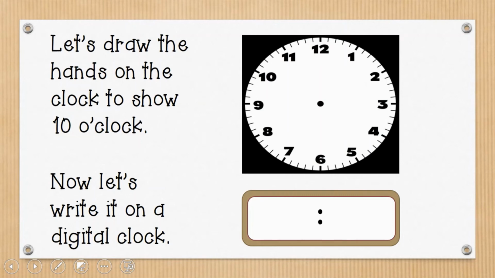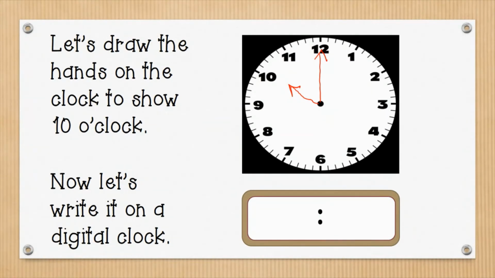Now, let's practice drawing the hands on the clock to show 10 o'clock. When it's 10 o'clock, that means my minutes are at 0. So I'm going to draw my minute hand pointing at the 12 because that means that it's 0 minutes. And then I'm going to draw my hour hand pointing at the 10. Now, remember to draw your short hand for your hour hand and your long hand for your minute hand.